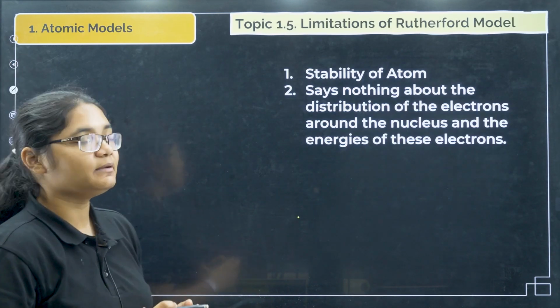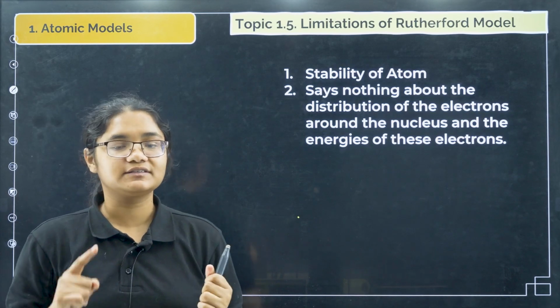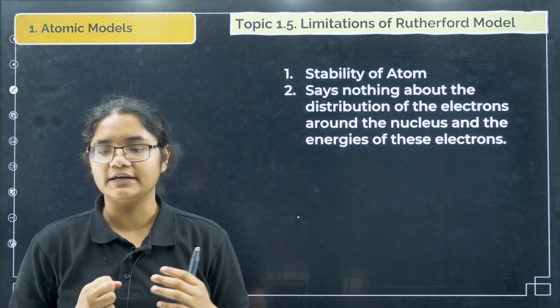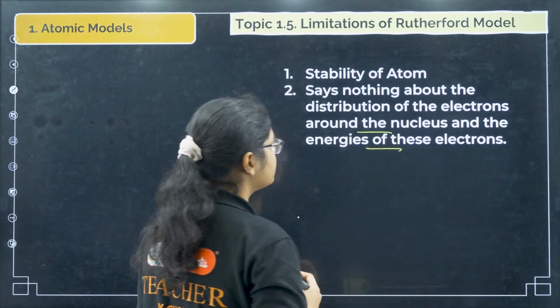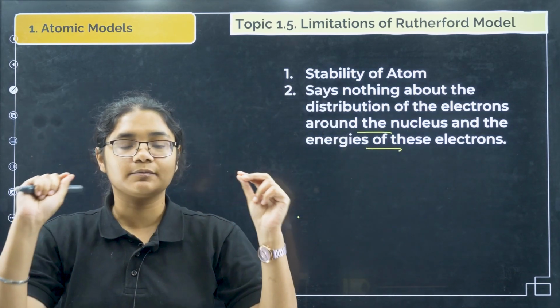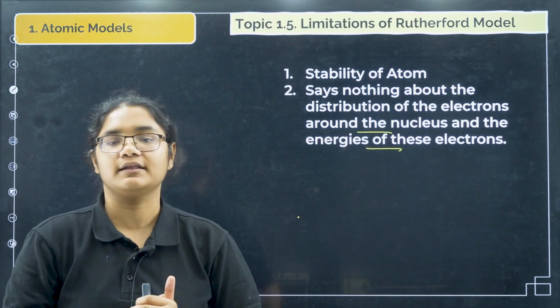Next we have the limitations of the Rutherford model. The first limitation: it could not explain the stability of the atom, and it says nothing about the distribution of electrons around the nucleus, meaning how the electrons are present around the nucleus, it doesn't tell anything about that.